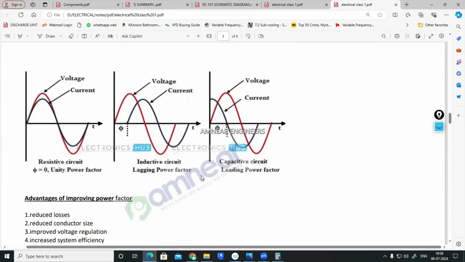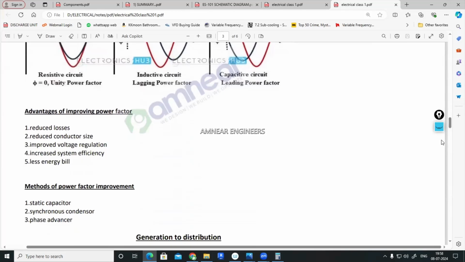So when the reactive power increases, electrical efficiency decreases. Losses will increase. Conductor size will be increased. Voltage drop will happen. System efficiency decreases. Energy bill will increase, right? By improving the power factor or by compensating the reactive power, we overcome all these disadvantages and they become advantages like reduced losses, reduced conductor size, improved voltage regulation, increased system efficiency, and less energy bill.